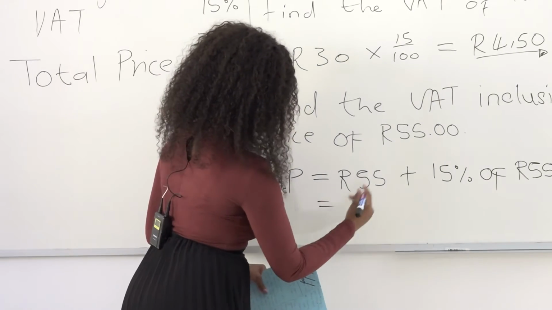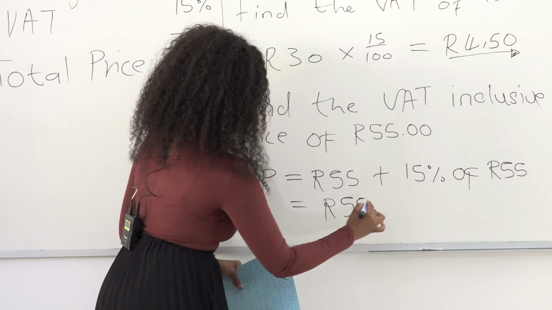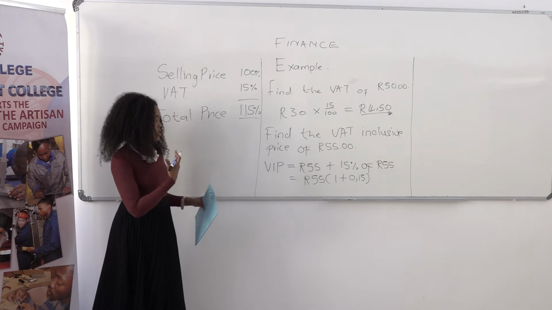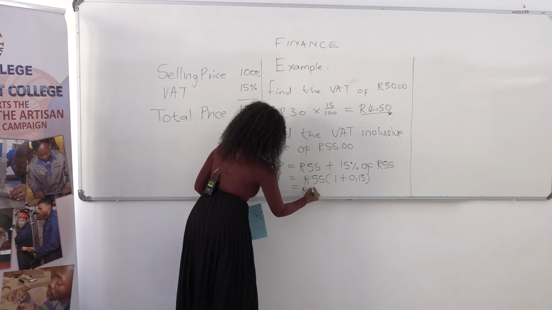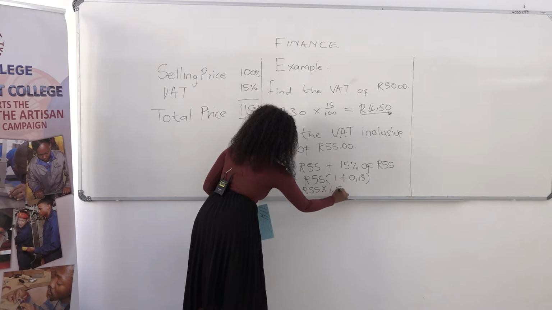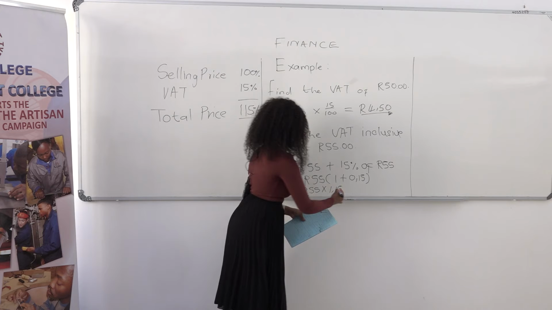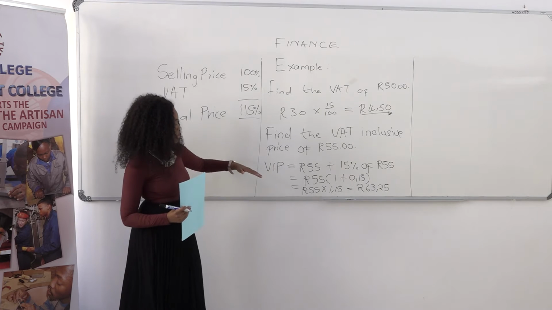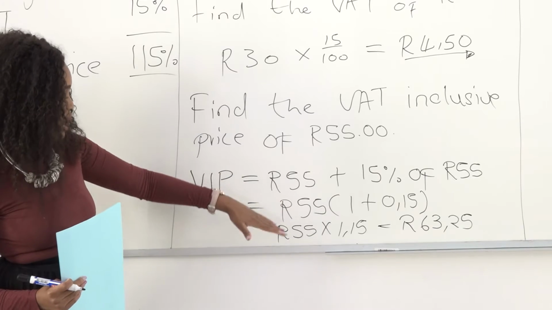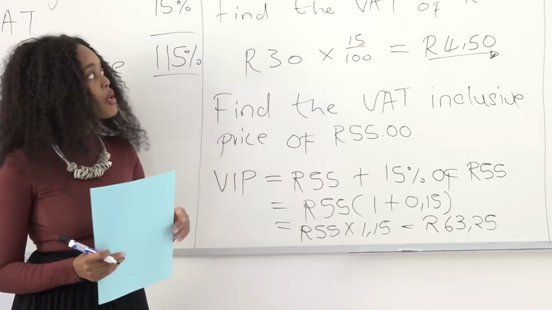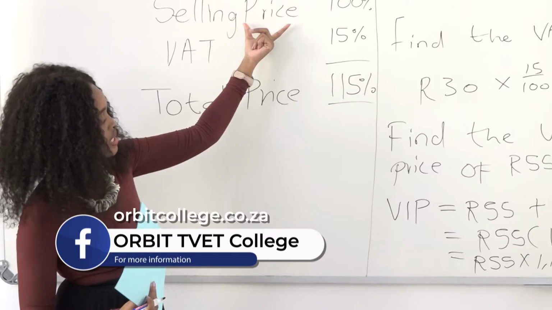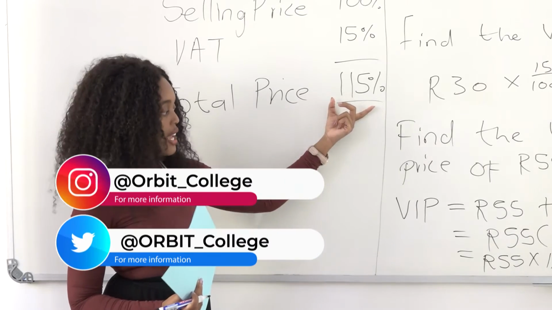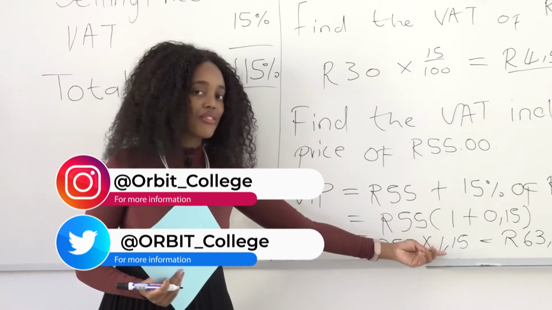So basically what this means is, we can factor out 55 rand and we are left with 1 plus 0.15. And as we go further, this will end up being 55 times 1.15, which will in turn give us the answer of 63 rand 25 cents. Now, a short method, you will not have to go through all these steps. You can just say 55 times 1.15. Because remember in the beginning we said you pay 100% for the selling price and 15% for the VAT, and it all sums up to 115%. Hence 1.15, because it's 115%.